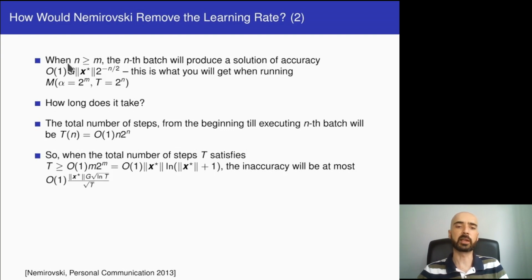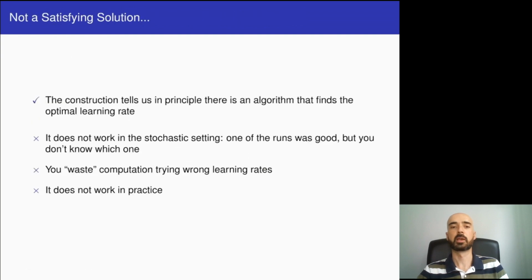So if you put everything together, this means that if the total number of iterations is big enough compared to the norm of the optimal solution, this entire procedure will have the same complexity as using one learning rate, but will return you the optimal convergence rate up to multiplicative factors. Now, this is a fantastic construction because it tells us a very important message. The message is the problem that we are trying to solve, it's possible, it's solvable, at least in the batch setting.